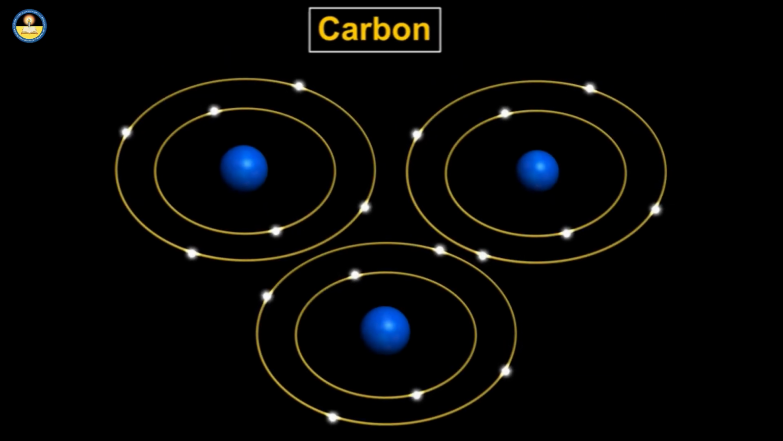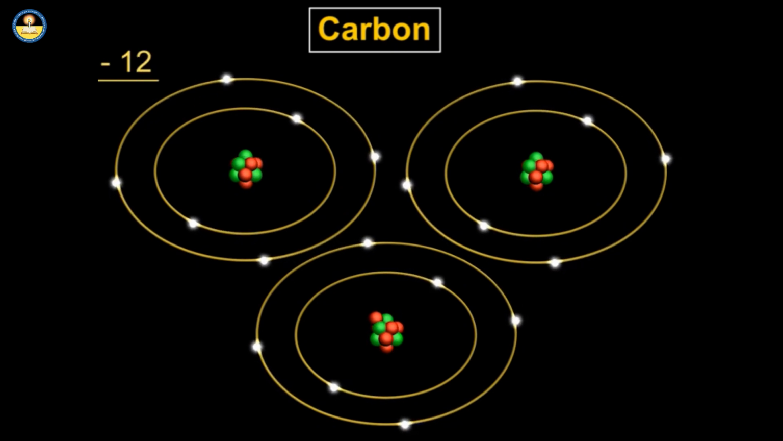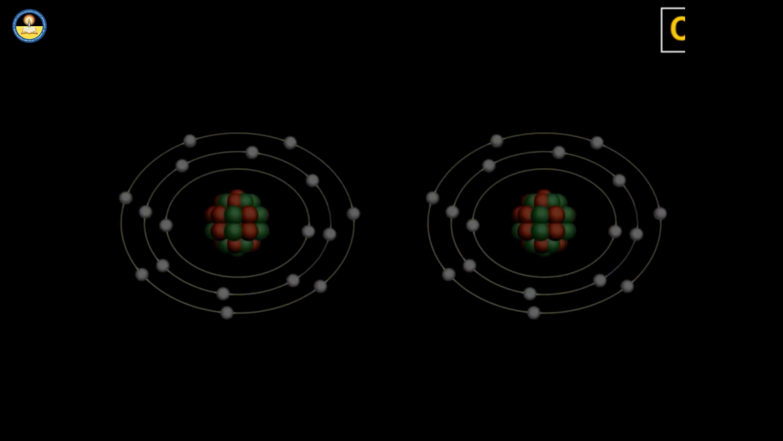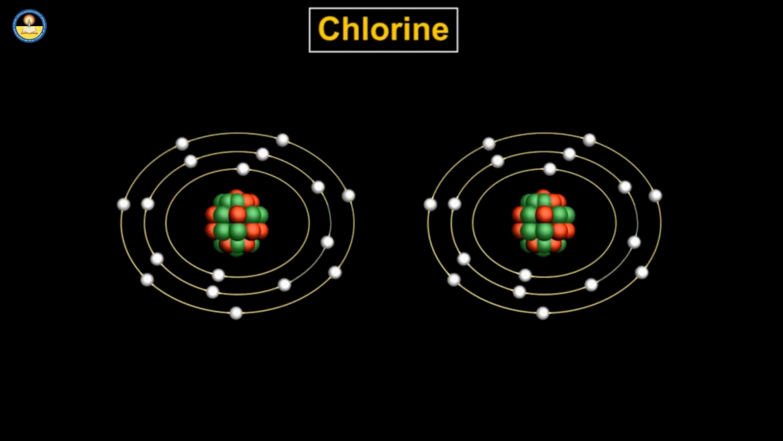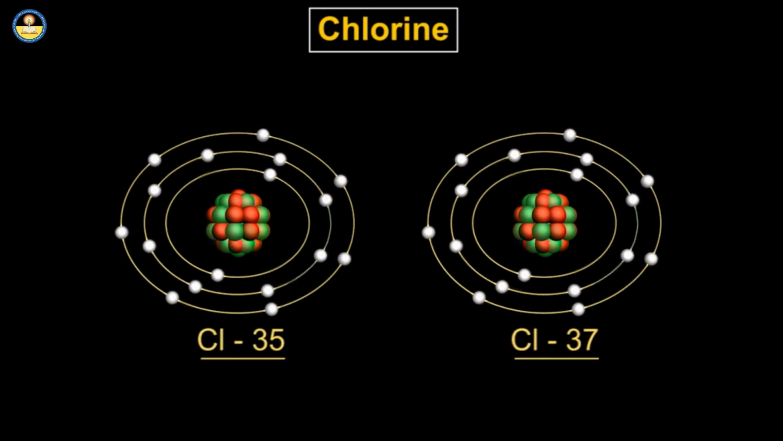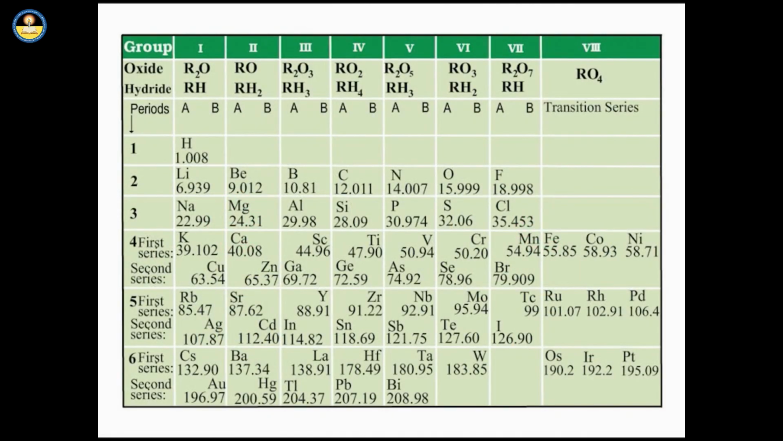Similarly, carbon has 3 isotopes, C12, C13, and C14, and chlorine has 2 isotopes, Cl35 and Cl37. Since in the Mendeleev's periodic table, elements are arranged in increasing order of their atomic masses, and the isotopes of an element have different atomic masses, therefore, they should be placed at different positions in the periodic table.